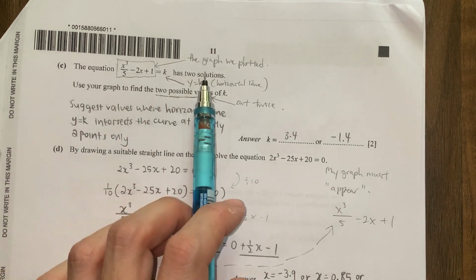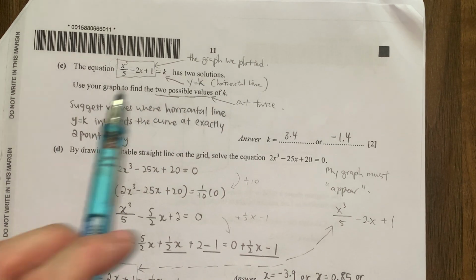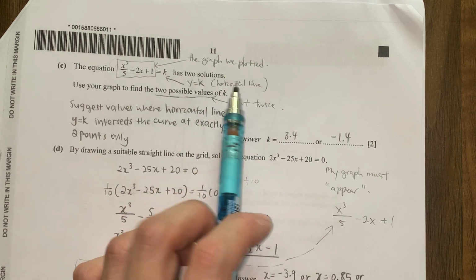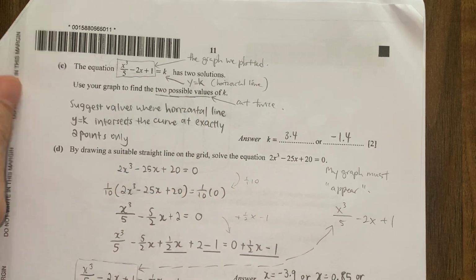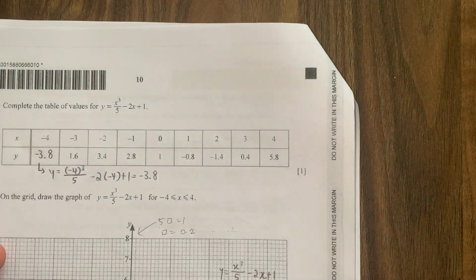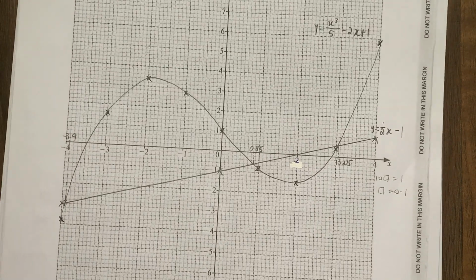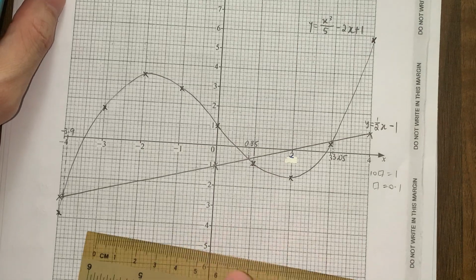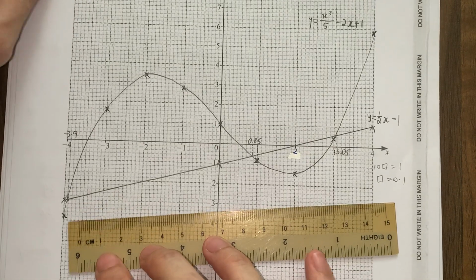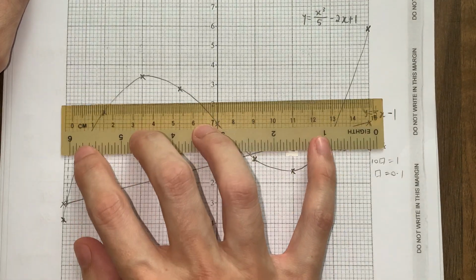And then this has 2 solutions. So basically, this horizontal line and my graph should cut twice. So let's look at the graph. And this is where I take my ruler. Okay, so this is my graph. I'm supposed to have some horizontal line, and I'm going to cut the graph only twice. So I just anyhow put somewhere like that.